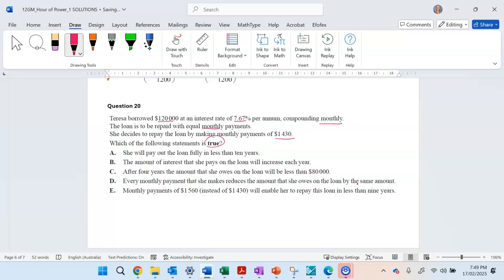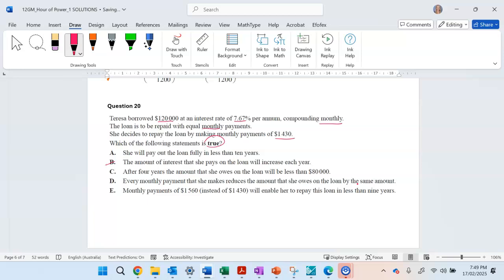All right, so this is where during reading time you'd probably read these statements and think, do I actually need to do anything on my calculator? So let's read them. She will pay out the loan fully in less than 10 years. Have to use a calculator. Amount of interest that she pays on the loan will increase each year. So she's borrowing money and she has to pay. So that's not true. If you're borrowing money and you're making repayments, the amount of interest actually goes down each time because the amount of your loan is going down.